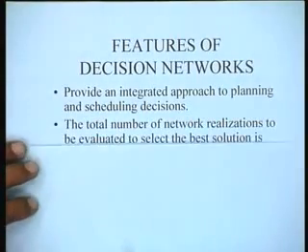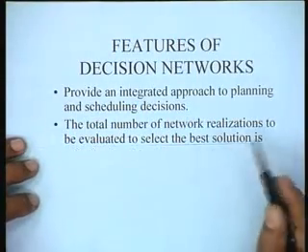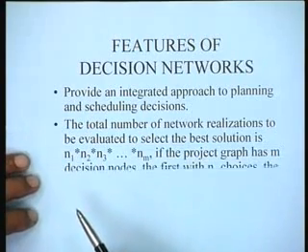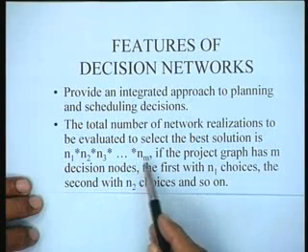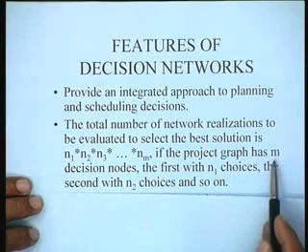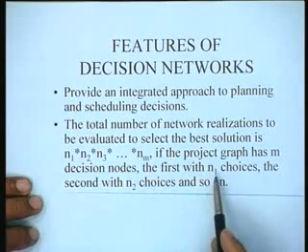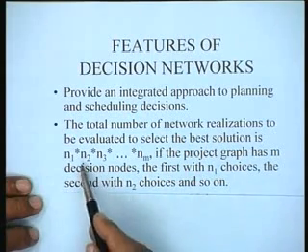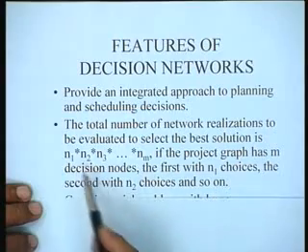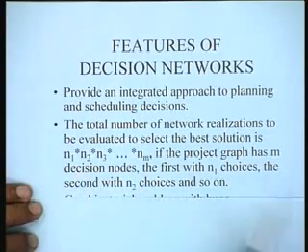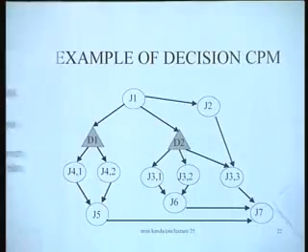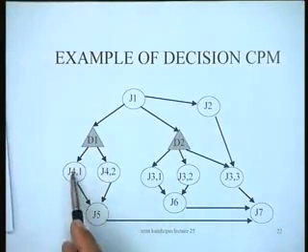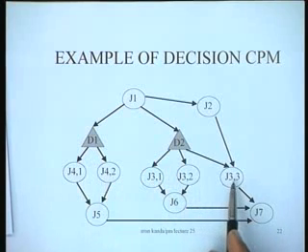That's another thing. The total number of network realizations to be evaluated to select the best solution is N1 into N2 into N3 and so on up to Nm, if the project graph has M decision nodes, the first with N1 choices, the second with N2 choices, and so on. So really speaking, in that particular example that we were considering, what would be the total number of network realizations? We have 2 decision possibilities here and 3 decision possibilities here. So 2 into 3 is 6.